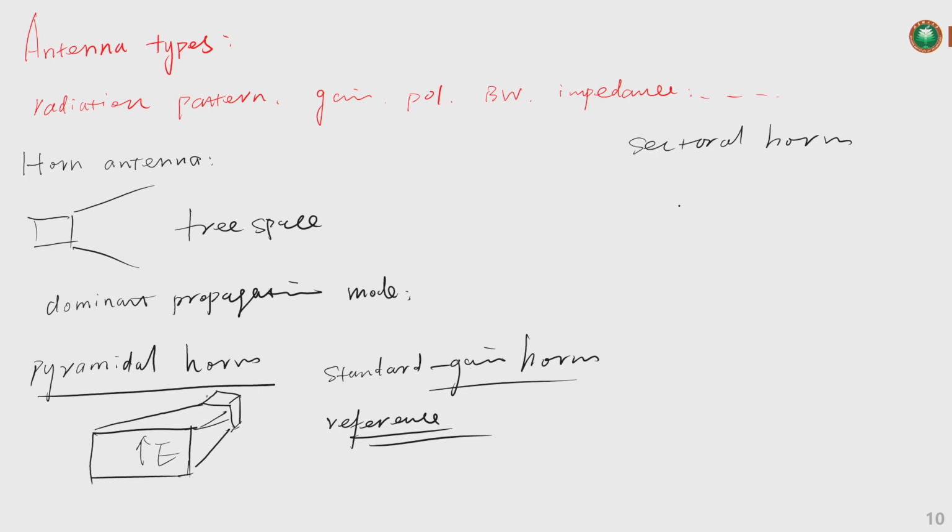Why enlarge, maybe the E-plane or the A-plane. Then you're going to see some horns like this. The length along the A-plane is the same, but the A-plane is enlarged, or we can call it flared.